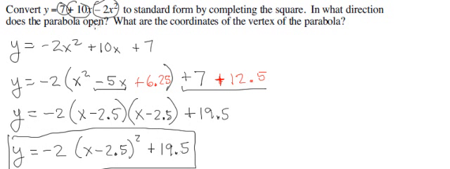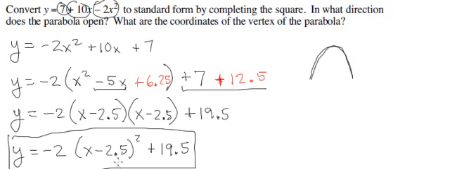What direction does it open? Do you see it? This number, the negative 2, tells you which way it opens. The fact that this is negative means it opens down. It's not shaped like a U, it's shaped like a cave mouth or like a hill.